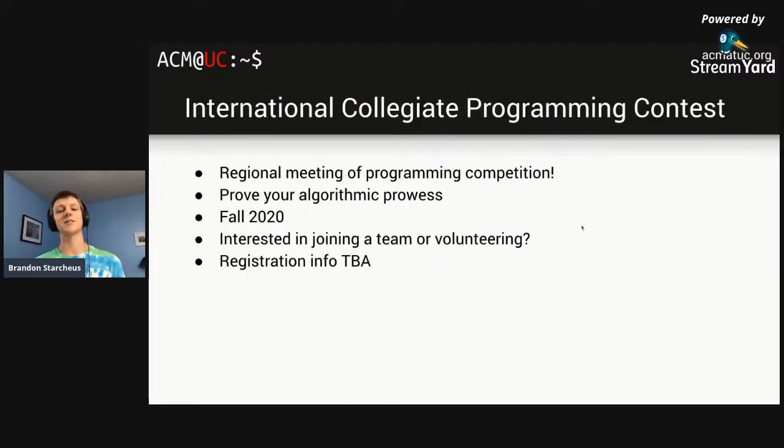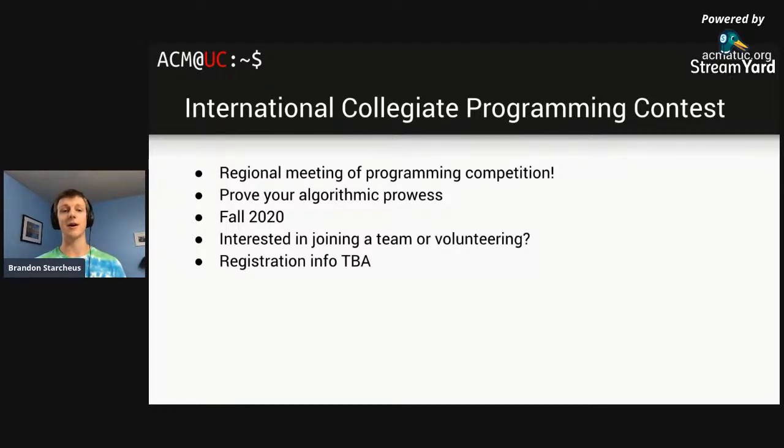Like I mentioned before, the International Collegiate Programming Contest is an international contest, obviously. There are all kinds of contests happening around the world. UC hosts a regional portion of that.